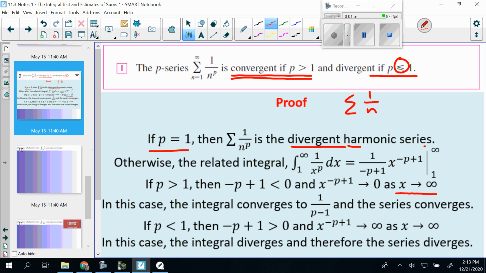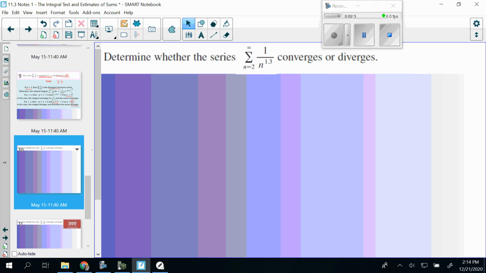If p is less than 1, though, that means this same x value is going to be a positive number. And if you have x to some big positive number up here, as you go to infinity, that's going to keep getting bigger and bigger and bigger. So that one's going to diverge. So anytime you've got a power less than 1, then this is going to be divergent. All right, so let's look at a couple examples.